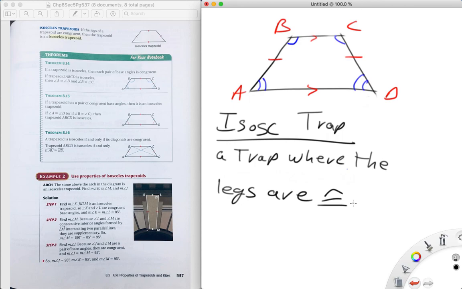So that leads us to various theorems. First theorem, theorem 8-14.